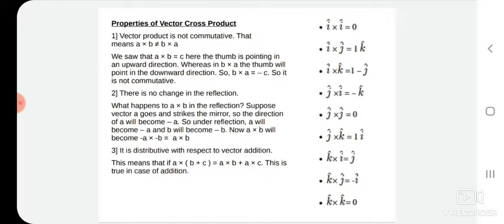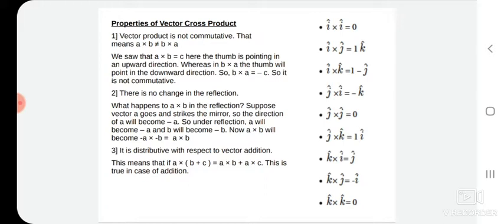The third property is that it is distributive with respect to vector addition. This means A cross in bracket B plus C is always equal to A cross B plus A cross C.